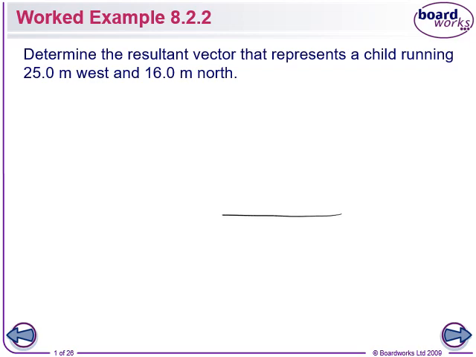So we have our child runs 25 metres west and 16 metres north. Okay, what is our resultant vector? So remember, they have to go head to tail. And then our resultant vector will go like that.